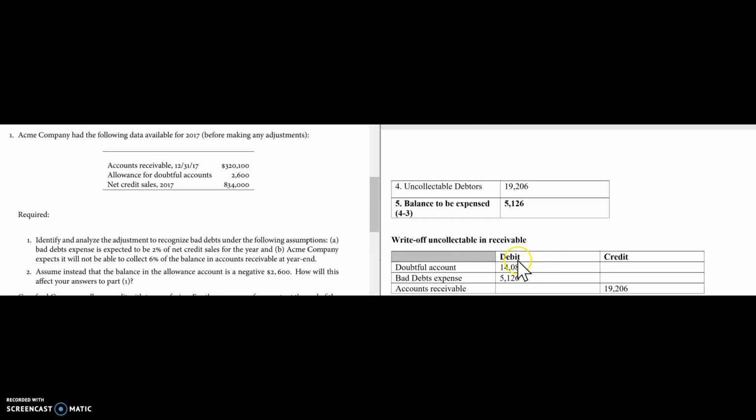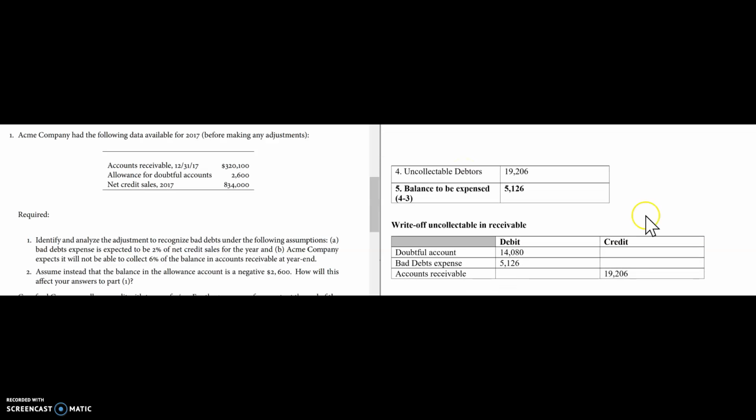We then show this as a write-off of the uncollectible receivable. We have under debit, we have the doubtful account of $14,080, which we took from this first part, adding the allowance for bad debts to the opening balance of doubtful accounts. We then, under debit again, we have the bad debts expense, which we got from the uncollectible debtors minus the closing balance. We write it off under credit with accounts receivable, $19,206.